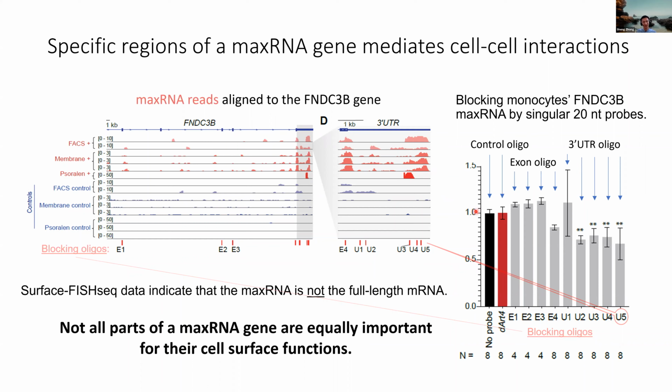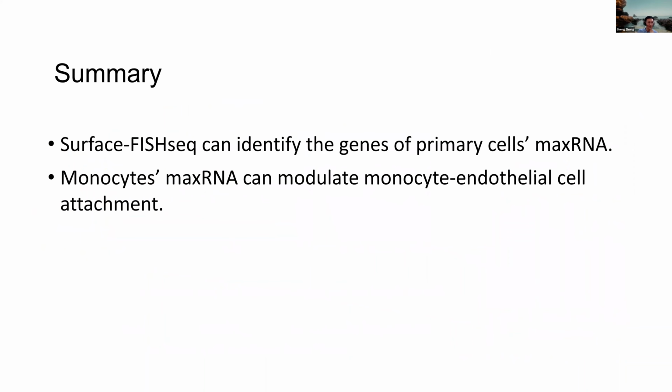So what we see is that the control didn't change. The oligos targeting some of the exons don't seem to manifest anything. Targeting the 5' end of the 3' UTR didn't seem to work. But the more toward the 3' end, the larger the impact on the monocyte's ability to attach to EC. At this point, we feel that not all parts of at least the mature transcript of the max RNA gene are equally important for their cell surface functions.